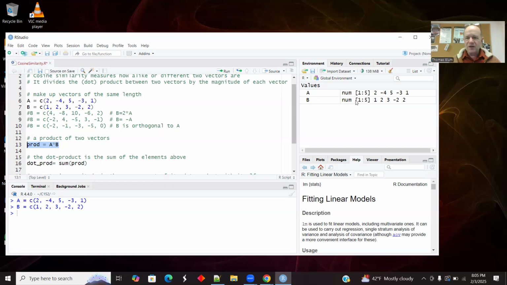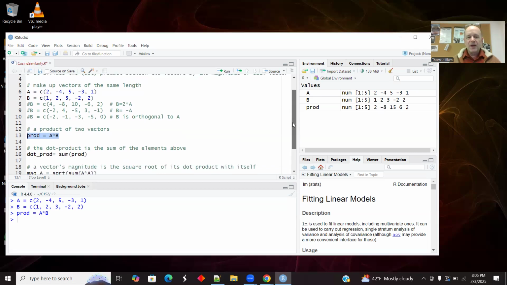I didn't want to do that. I wanted to run it. There we go, run. So we see here the product. So the first element of A was 2 and B was 1. And so the first element in the product is 2 times 1, which is 2. The second element of A is -4. The second element of B is 2. So the second element of the product is -4 times 2, or -8.